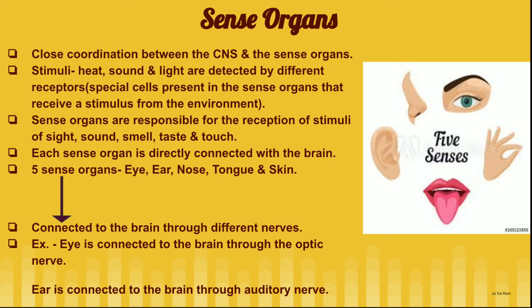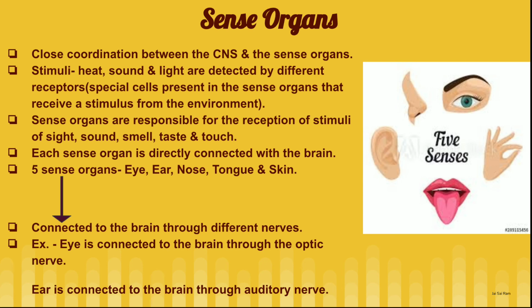from the environment. The sense organs are responsible for the reception of the stimuli of sight, sound, smell, taste and touch. So each sense organ is directly connected with the brain. There are 5 sense organs, I told you: ear, eye, nose, tongue and skin. They are connected to the brain through different nerves.